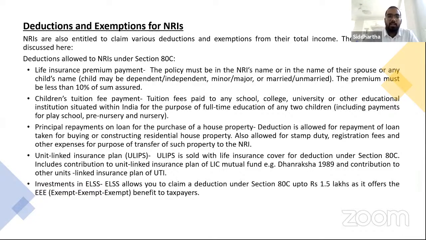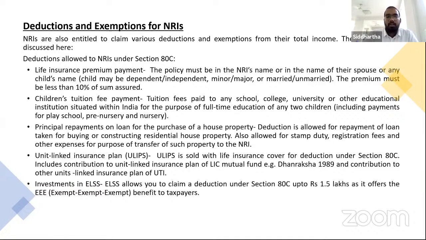The next exemption available to an NRI is children's tuition fee. Tuition fee paid to any school, college, university, or educational institute situated in India for full-time education of any two children can be claimed as deduction under 80C for an NRI. Next is principal repayment of loan for house property. Deduction is allowed for repayment of loan taken for buying or constructing a residential house. Also allowed are stamp duty and registration fee. If he has taken a loan for payment of stamp duty, registration fee, or other expenses, then while repaying the principal of the loan, he will get deduction under 80C.